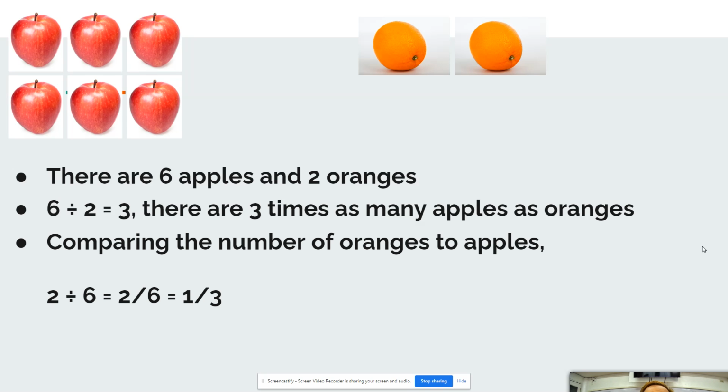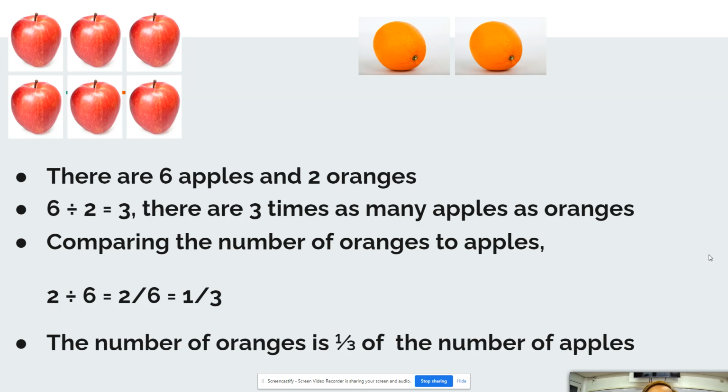We can also compare the number of oranges to apples by showing 2 divided by 6, or 2 over 6, is equals to 1 over 3. The number of oranges is 1/3 of the number of the apples.